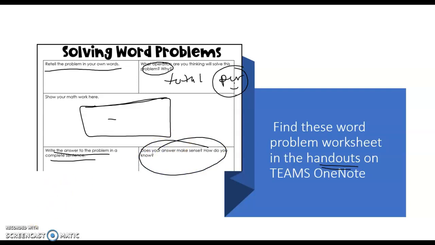Hopefully this helps you with word problems. You're going to see them all year. That's it.